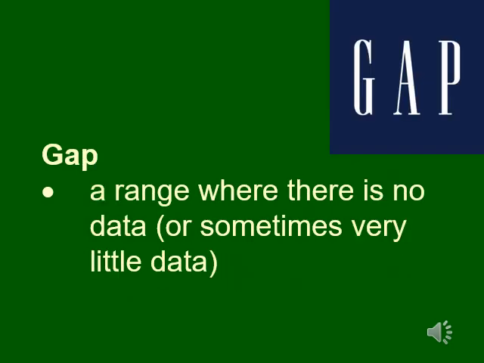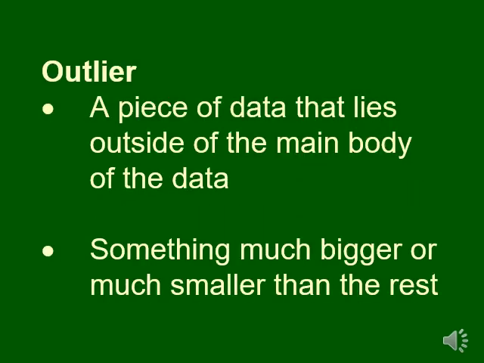A gap is just a place where there's not much data or sometimes very little data. It's like you have a bunch of stuff, and then there's nothing, and then there's something else. The nothing is the gap. If you go beyond a gap, you often will find an outlier, which is just something that's much bigger or much smaller than everything else. It lies outside. That's why it's an outlier.